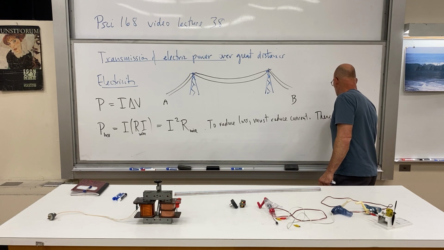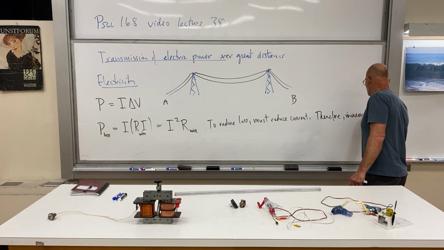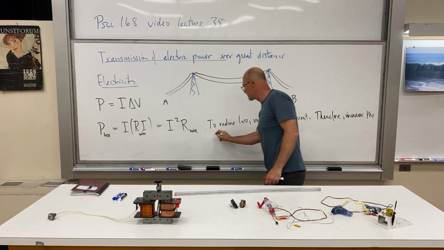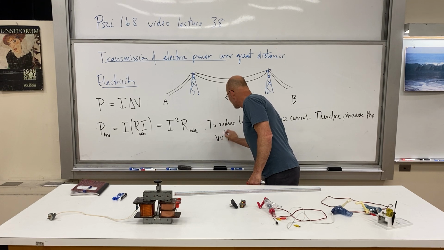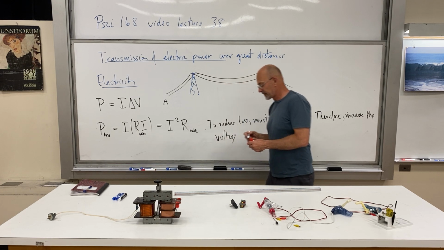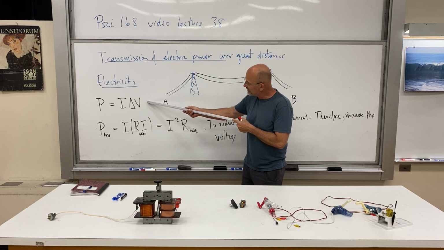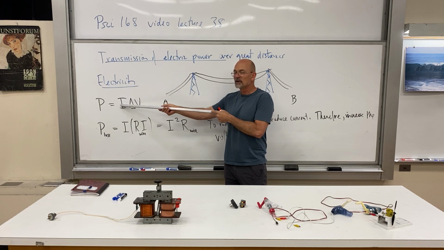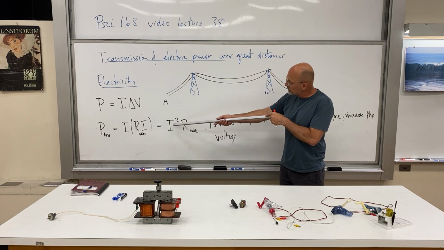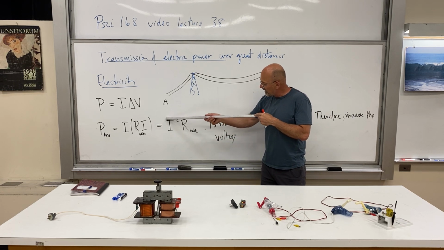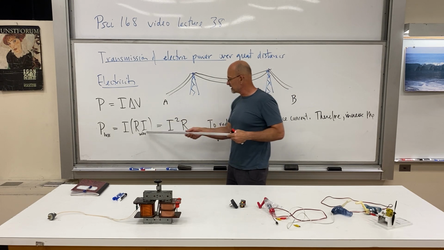So therefore, increase the voltage. And that's what we just had with our transformers. Increase the voltage. So if you can increase the voltage by a factor of 10, you can multiply the current by 1/10. But if you multiply the current by 1/10 and you square it, then you have I squared is 1/100. So you're really reducing the loss tremendously.